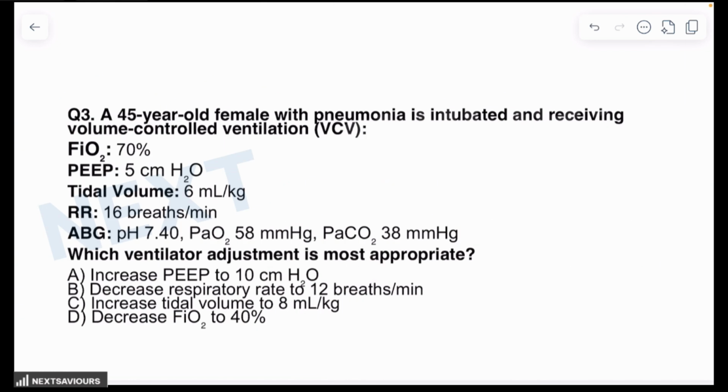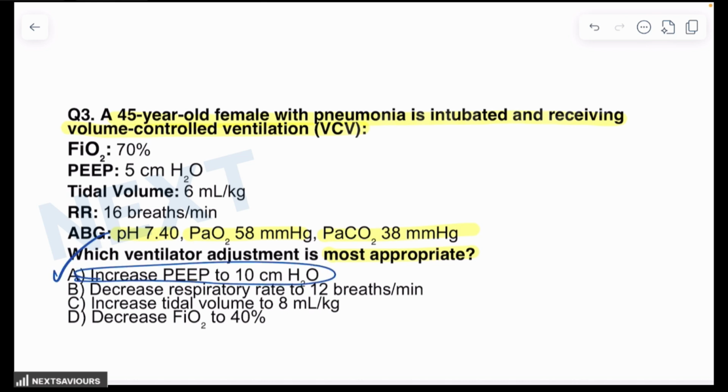Coming on to another example, a 45-year-old female with pneumonia is intubated and receiving volume controlled ventilation. The ABG report shows the pH of 7.4, partial pressure of the oxygen 58, and partial pressure of the carbon dioxide is 30. Which of the following would be the most appropriate change in the ventilator setting? And the correct answer is increasing the PEEP to 10 centimeters of water.